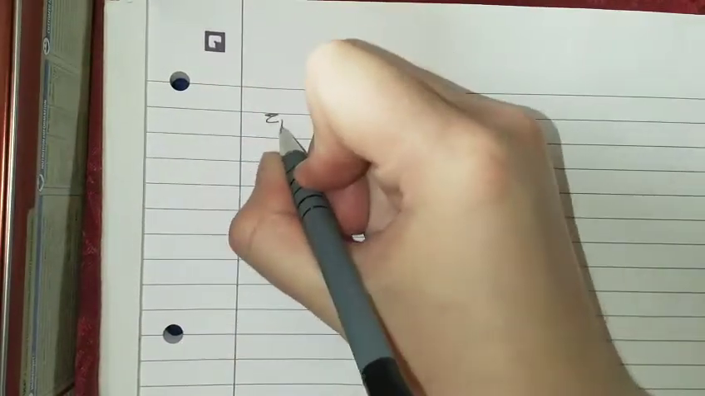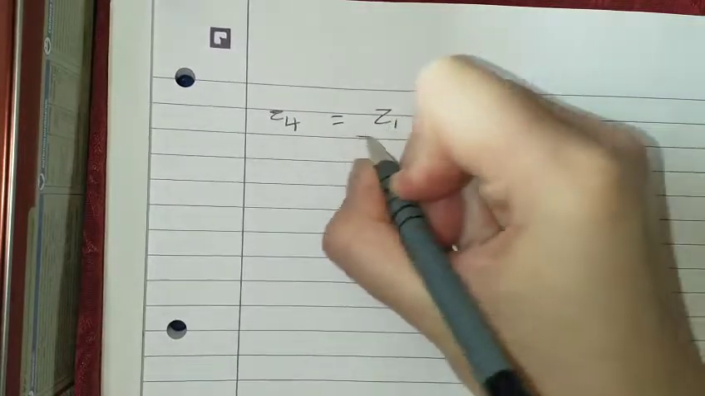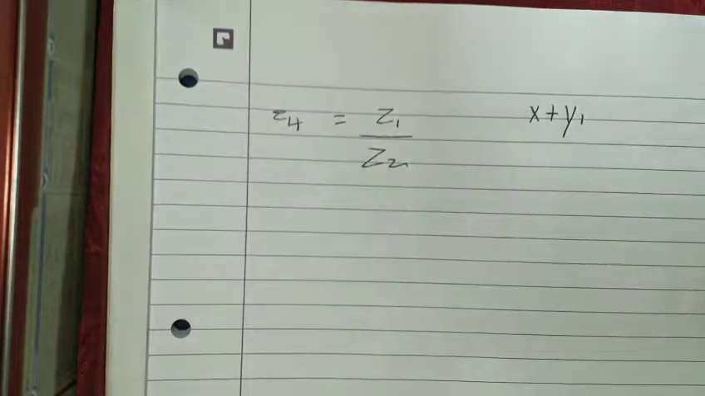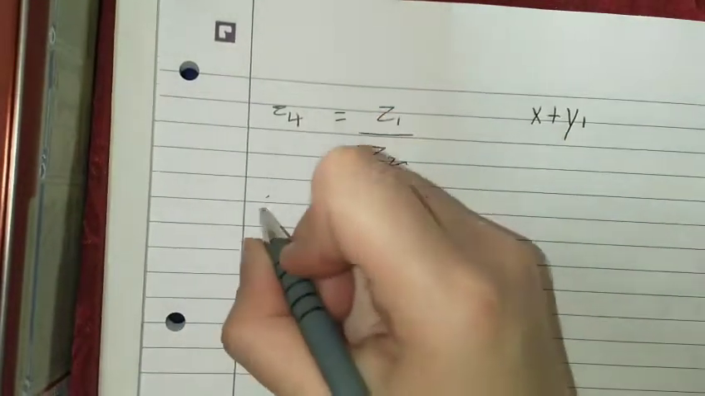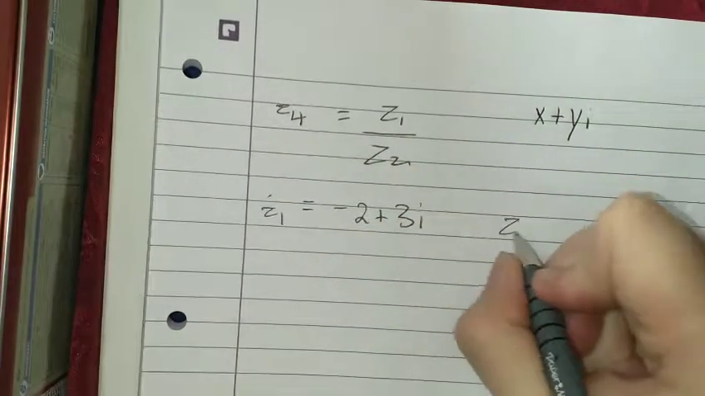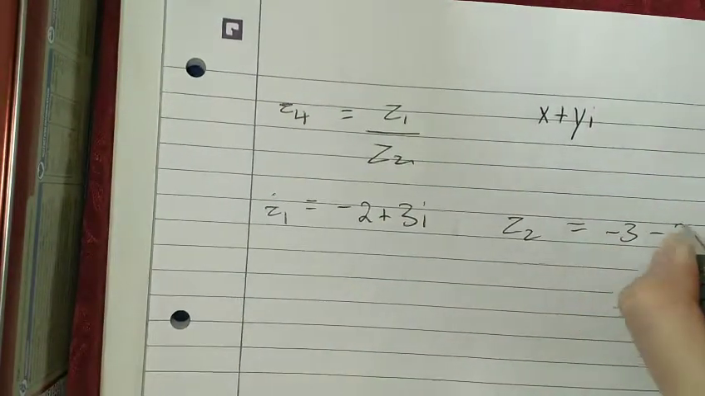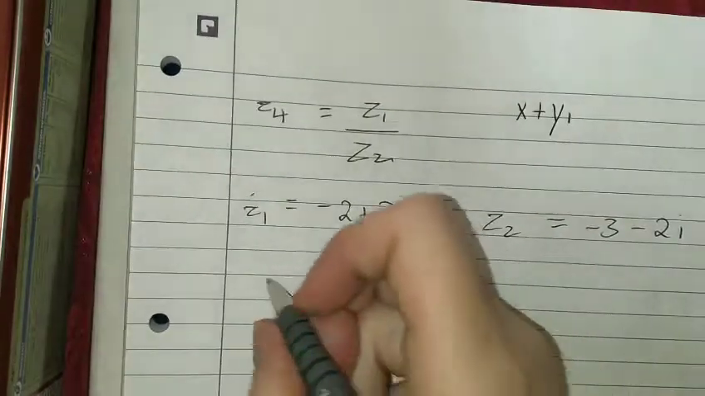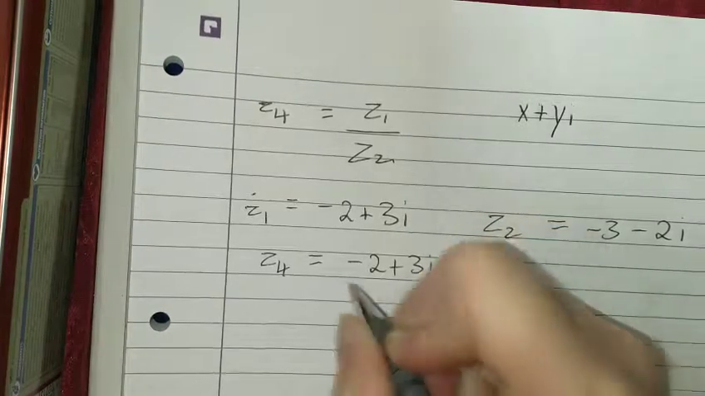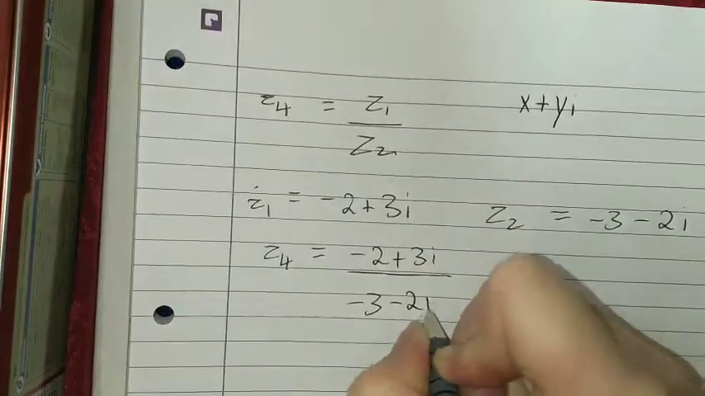And then the next part, we're told another, Z4. Z4 is equal to Z1 over Z2, and we're asked to write Z4 in the form x plus yi. So Z1 is minus 2 plus 3i, Z2 is minus 3 minus 2i, so Z4 is going to be minus 2 plus 3i over minus 3 minus 2i.